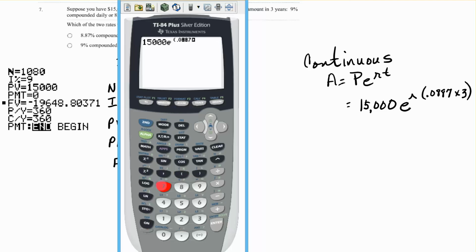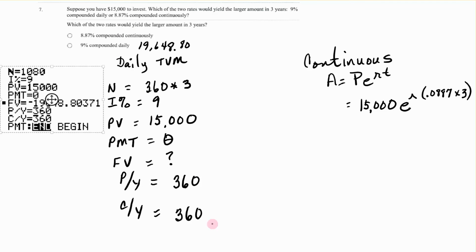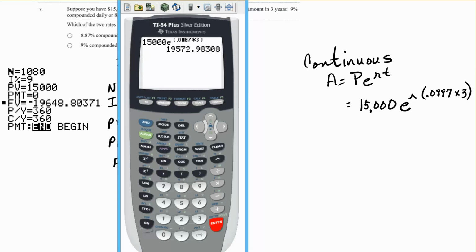0.0887. Remember, you have to change the percent to a decimal because you're on the home screen. Times 3, close your parentheses. Press enter. And I get $19,572.98.